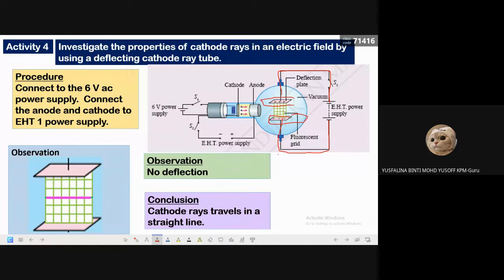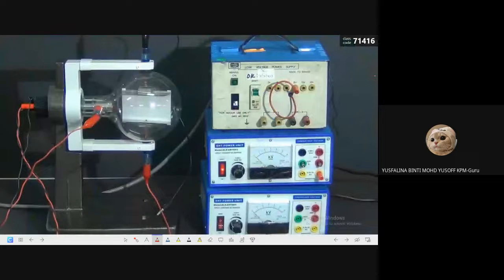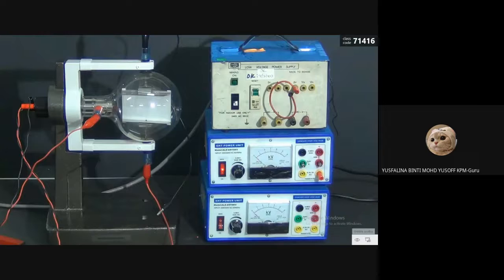Then we try to switch on. This one not yet. We say to connect to the 6 volt power supply, and connect the anode and cathode to the EHT power supply. So we still have not switched on yet. You can see the switch is still open, so there is no current flow. So there is no deflection. The cathode rays just travel in a straight line. So this is the experiment. Maybe it's better you can see this one so it can be more clear.